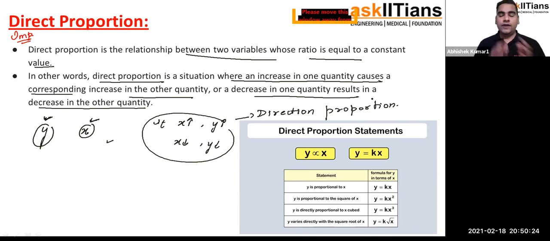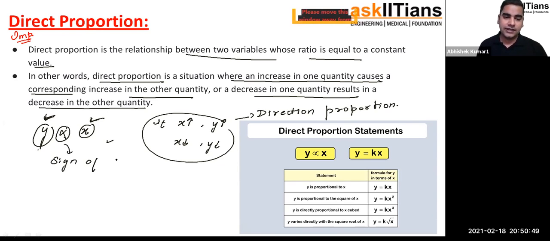That is, if one value is increasing, the other value will increase. If one is decreasing, the other will decrease. If that happens, then such a type of proportion is referred to as direct proportion. And how do we denote it? If y is directly proportional to x, then it is written like this: y is directly proportional to x. This sign is the sign of proportionality.